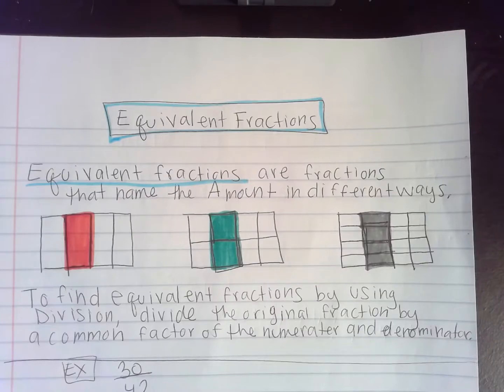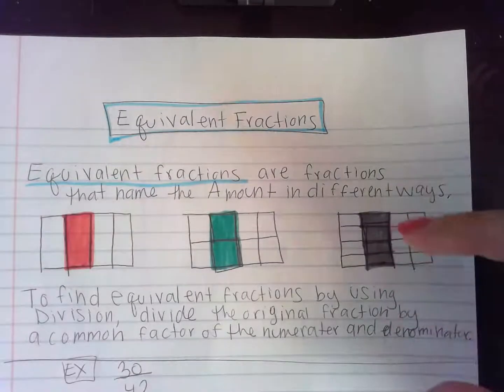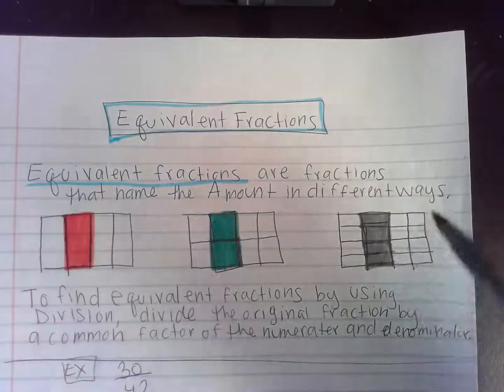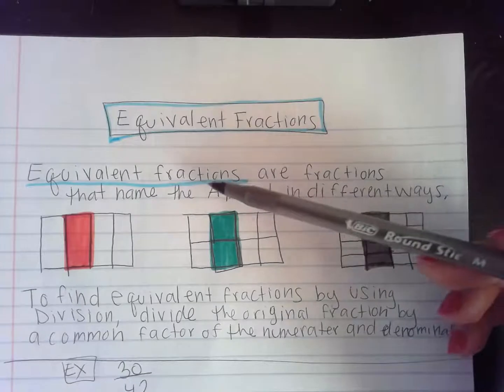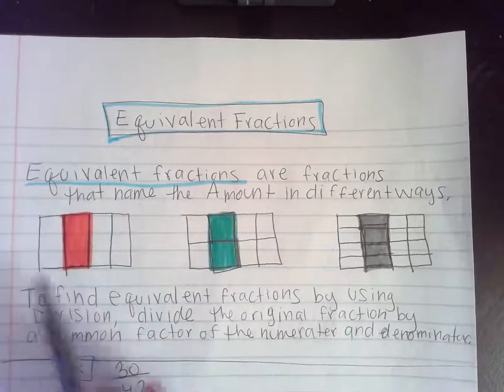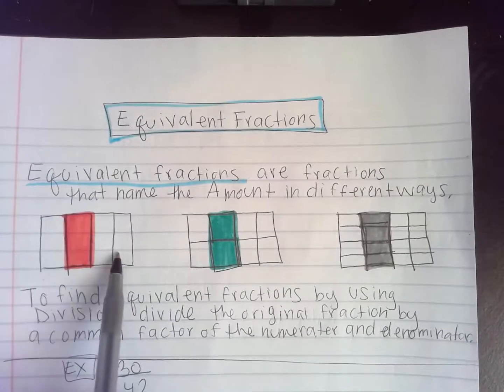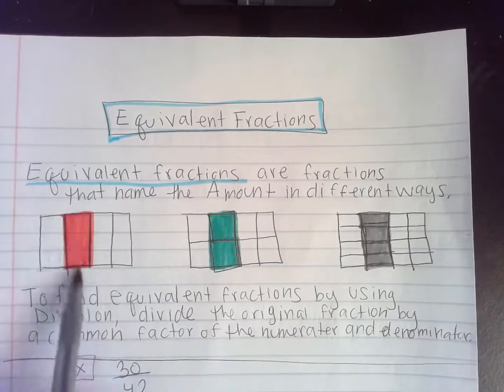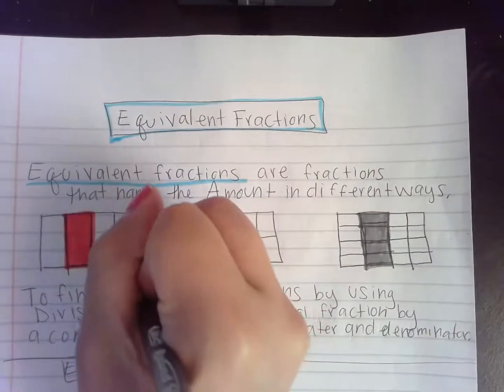Next, we're going to talk about equivalent fractions. So go ahead and pause the video now so you can write down our first section right here. Equivalent fractions are fractions that name the amount in different ways. So in this first section, I have 4 little columns, but I've only shaded in 1. So that means I have 1/4.